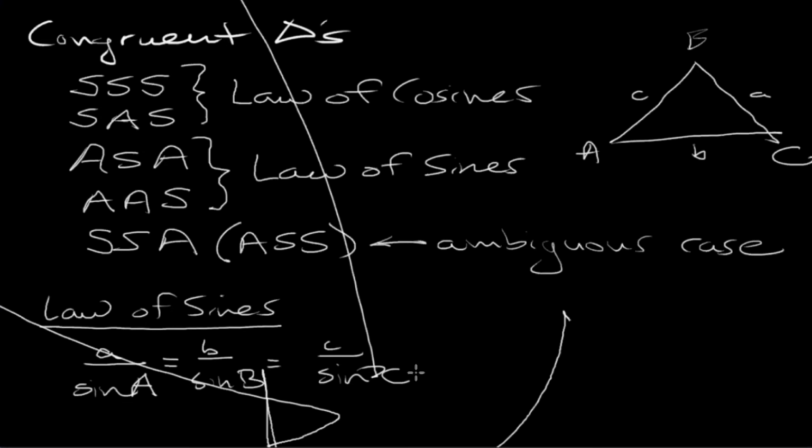So that's the law of sines. The ratio between the length of a side and the sine of the opposing angle is a constant in any triangle. I'm going to delete that because it's a mess. Okay, so that was the law of sines.